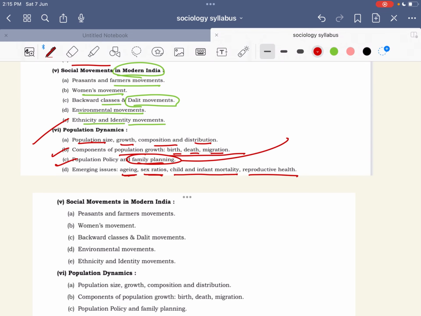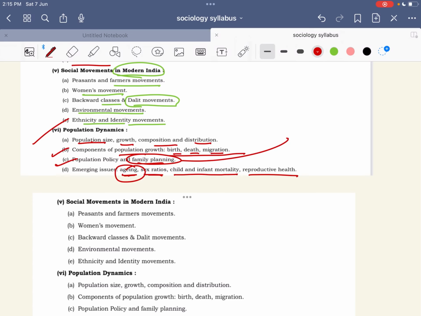Aging is also important, because with an aging population, how can we reduce their dependence on others, and how can we make them productive, so that they also contribute to the economic and social development of the country? That is the whole issue. That's why UPSC has included aging as a factor in your sociology syllabus, because these issues are emerging issues.